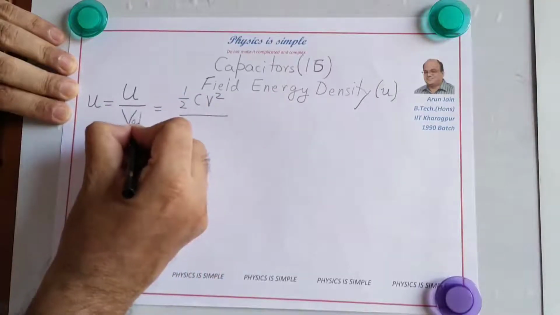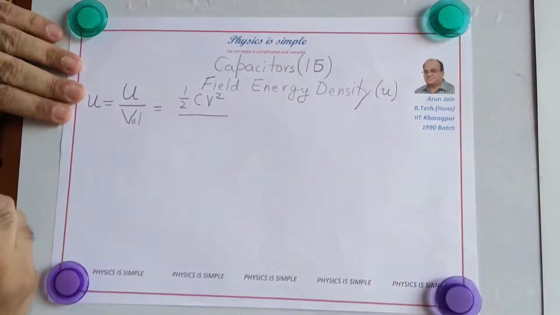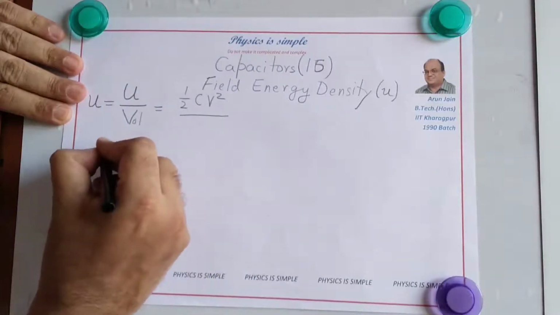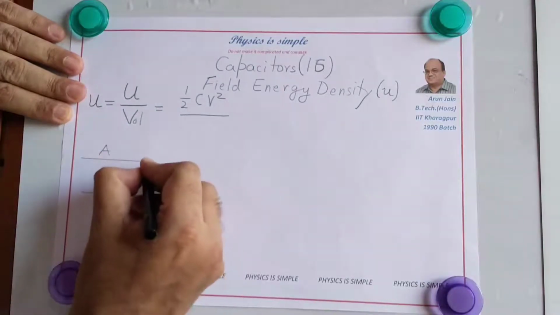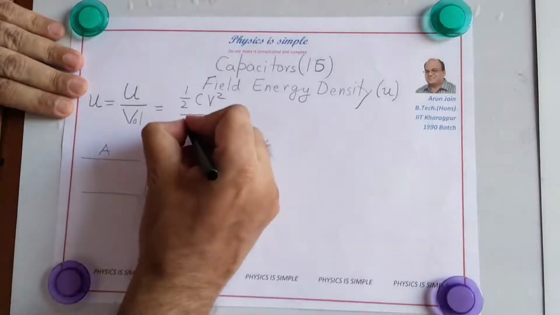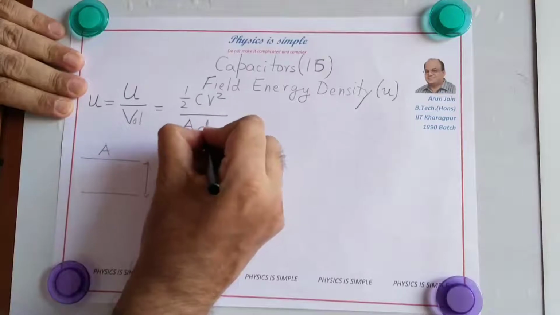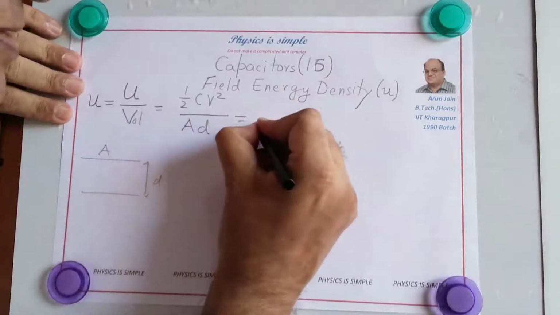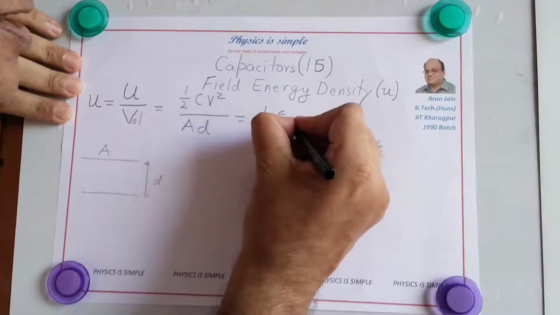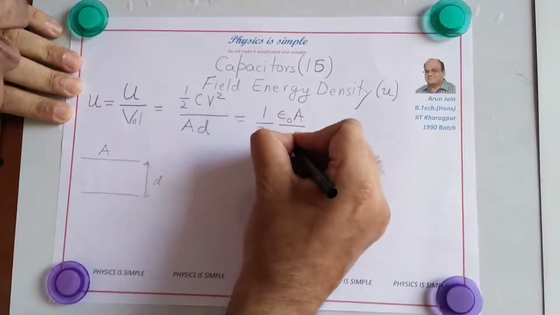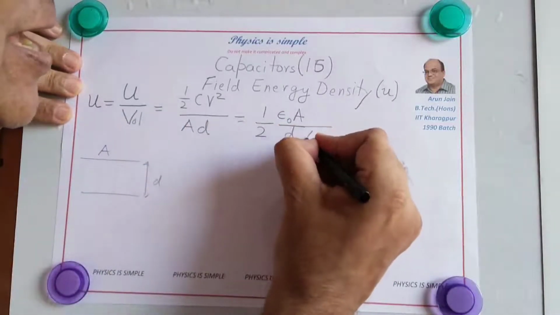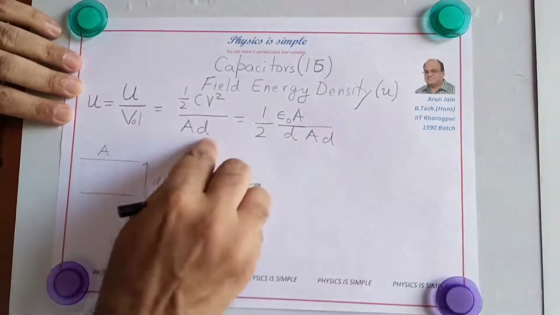this is volume. So let's write clearly, this is volume. And volume of a parallel plate capacitor will be given by A into D, the space between the plates. So this is A into D. We know that the capacitance of a parallel plate capacitor is epsilon naught A by D. And here we have got A into D, this one.